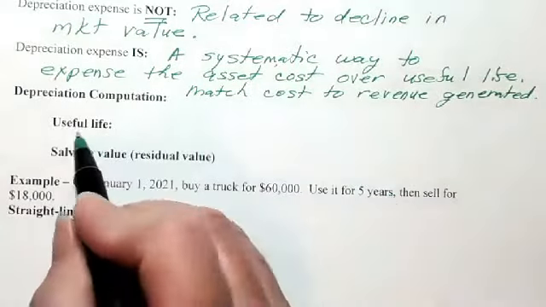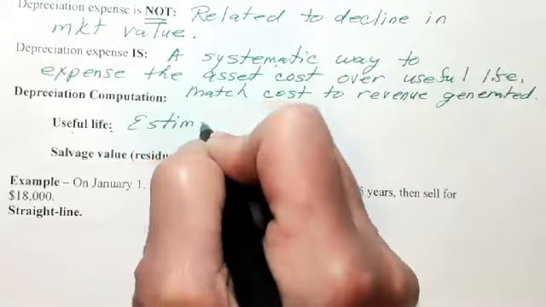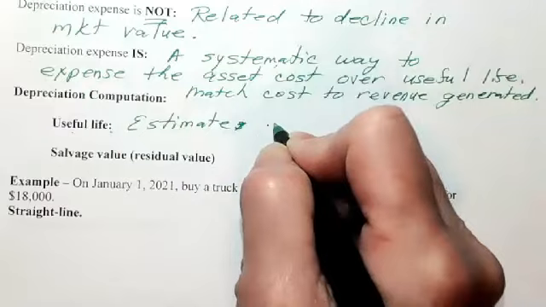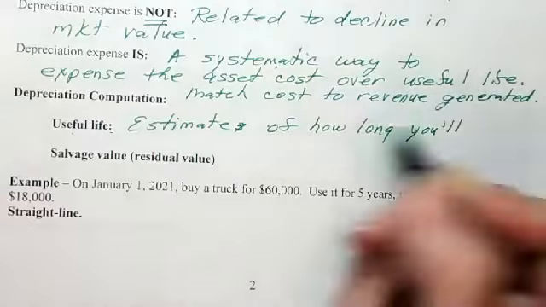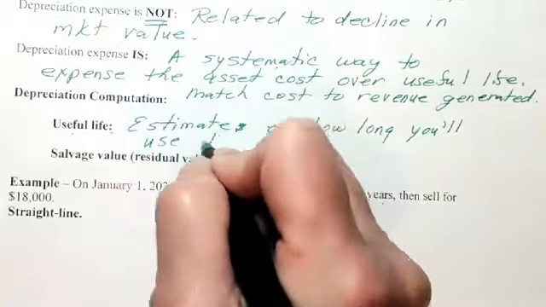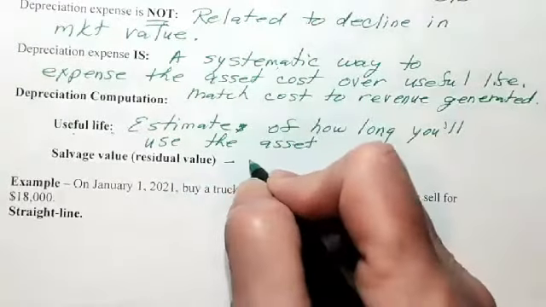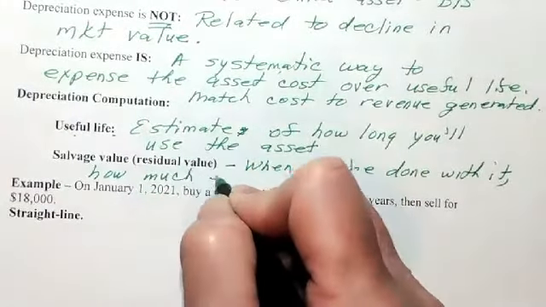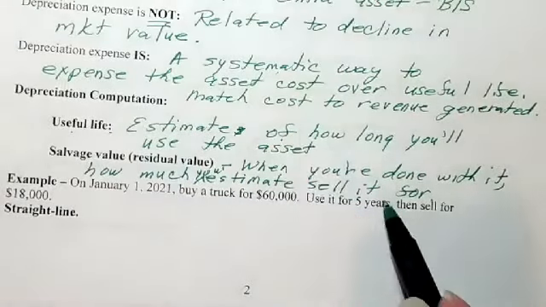But there's some terms we use, useful life. Remember in the last chapter we talked about, there's lots of estimates in our financial statements, and this is one. This is an estimate of how long, and it's not even how long the asset will last, but how long you'll use the asset. The residual value is when you're done with it, how much do you estimate you can sell it for? And we've got an estimate here, we've got an estimate here.